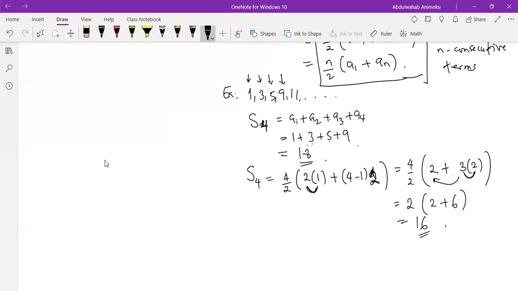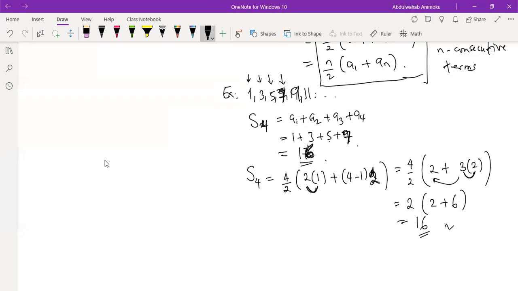Let's see. Did I make a mistake anywhere? Oh, okay. Yeah, there's a mistake here. Here's 7, here's 9, and here's 11. So this is going to be times plus 7, not plus 9. All right, so that will be 9 plus 7, that will be 16, right? So the answer is 16, basically.